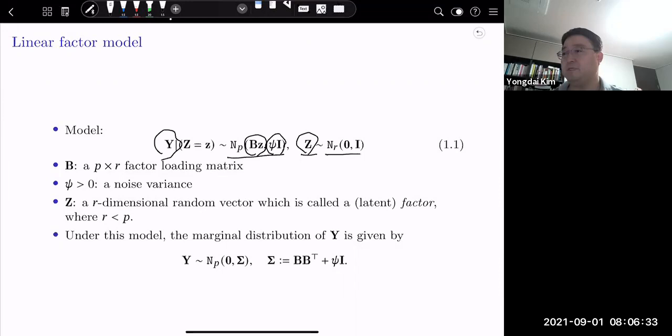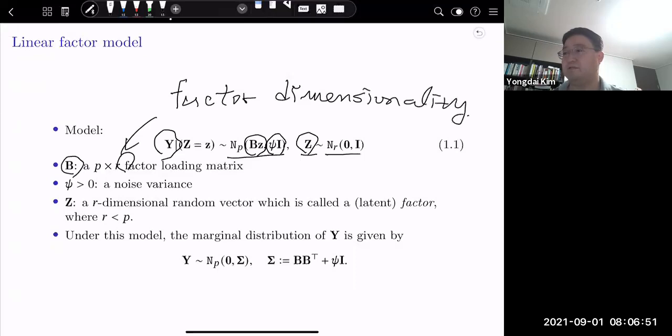Here the matrix B is called the factor loading matrix, which is a p times r dimensional matrix, and we call r the factor dimensionality. And z is the latent factors. And under this model, the marginal distribution of Y is given by the p-dimensional Gaussian distribution with mean 0, and sigma is given by BB transpose plus psi I. This is a well-known result.